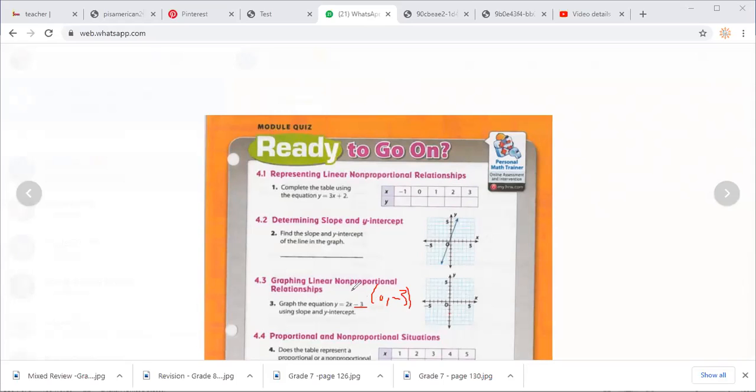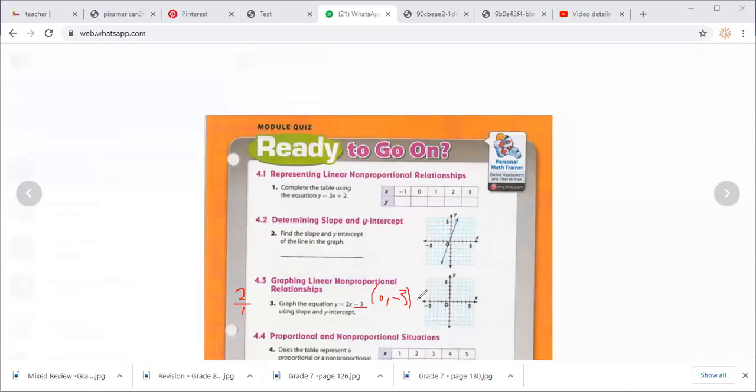After that, what does the slope tell us? 2. First, I have to write it in a fractional form, like 2 over 1. 2 over 1 means that you are going to move up how many units? Two up and one right. 2 units up and one to the right. Then again, we want to go up 2 units and then to the right 1 unit.